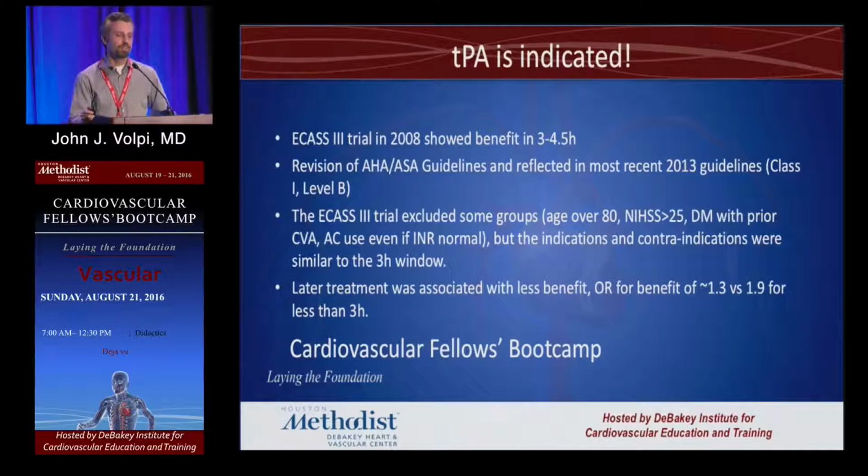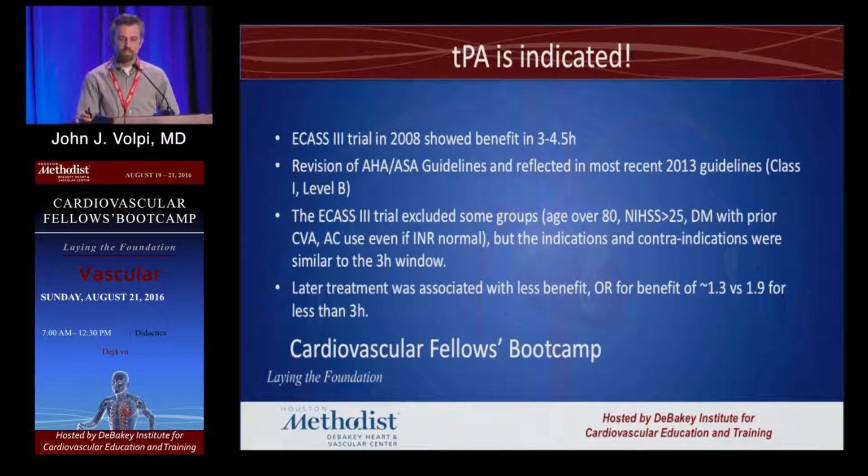So this patient is a candidate. Our TPA window used to be 3 hours. And the point here is that we've extended TPA to a 4.5-hour window, and that's a high-yield point. This is a revision of our guidelines, and it comes from the ECASS-3 trial. It's worth noting that there are some caveats to how the study was done. In the ECASS-3 trial, they excluded patients over 80, those with very severe strokes, those who had, interestingly, diabetes and a prior stroke, and they excluded folks who had anticoagulation use even if their INR was normal.